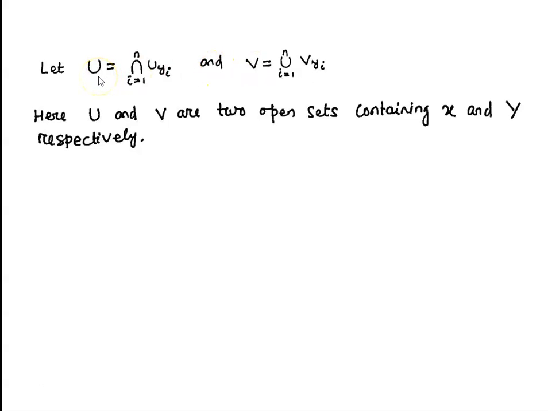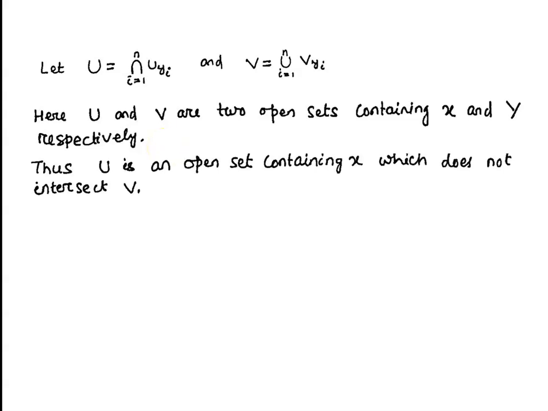Clearly, this U is the intersection of Uyi's from i equals 1 to n, and each of these Uyi contains x. So this U contains x, and the union of Vyi from i equals 1 to n contains y, because this collection Vyi covers y. So the union of the Vyi, which is V, contains y. So we have U and V, two disjoint open sets containing x and y respectively.